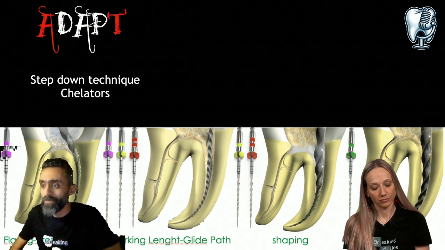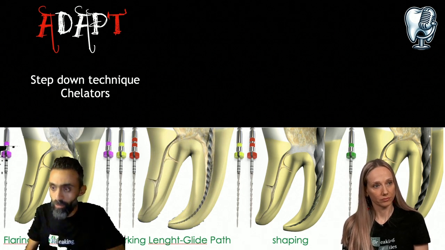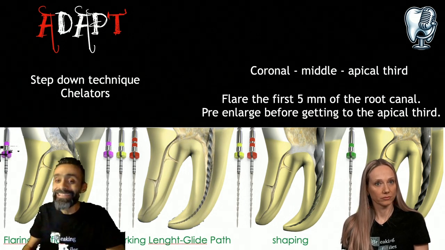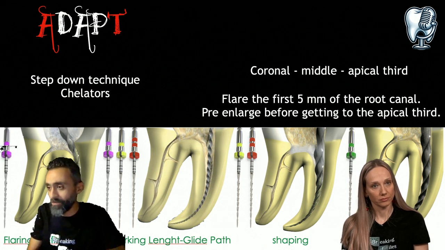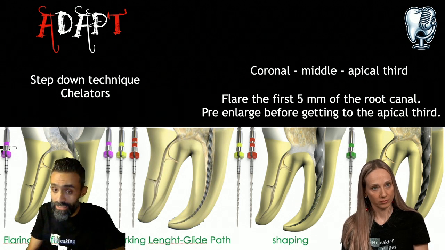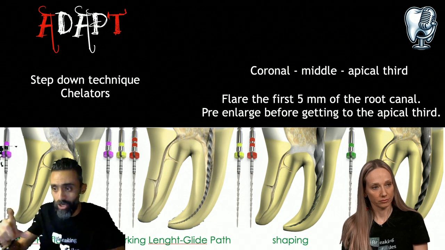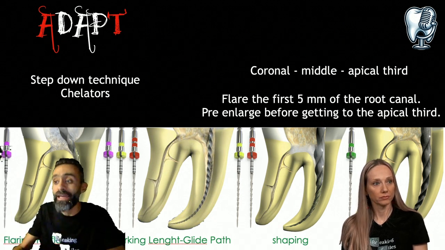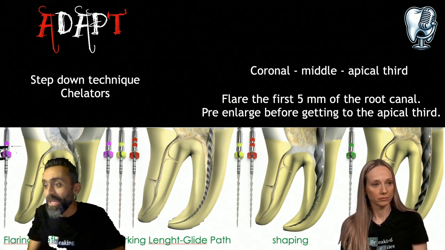In other words, we need to address a proper technique for adapting to the anatomy, which is the step-down approach or the crown-down approach, and is the safest technique to adapt to the root canal anatomy. Then the coronal pre-flaring, which is the most important in that technique. So I can just widen or enlarge the coronal 5 millimeters, for example, of the root canal, so that I can glide into the deepest part of the root canal.